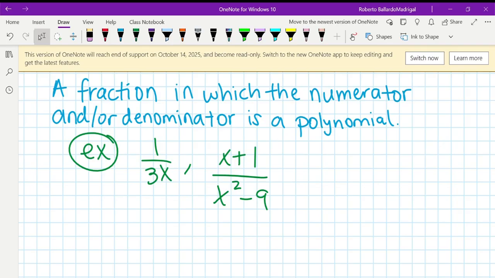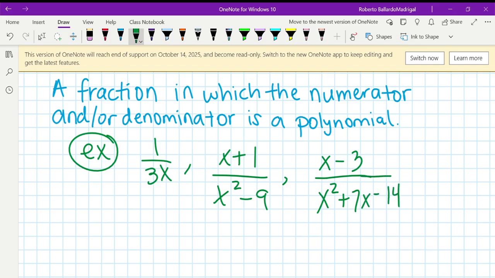And then one final example, something more challenging, the kind of stuff that you might see in this class, something like x minus 3 over x squared plus 7x minus 14. Now we are seeing a trinomial and a binomial together. Trinomial is 3 terms, binomial is 2 terms. Essentially, we're just seeing a lot of terms in the top and a lot of terms in the bottom, and of those terms, we happen to have variables.